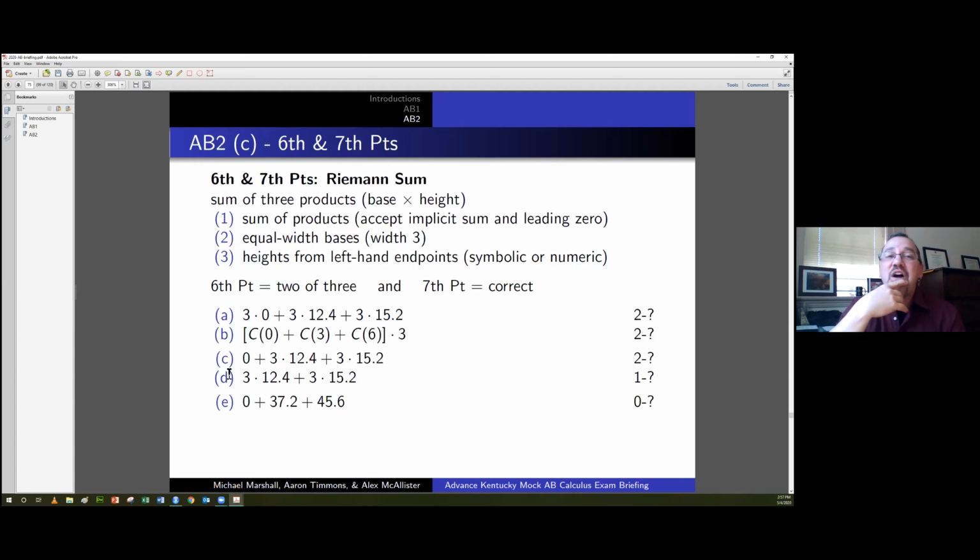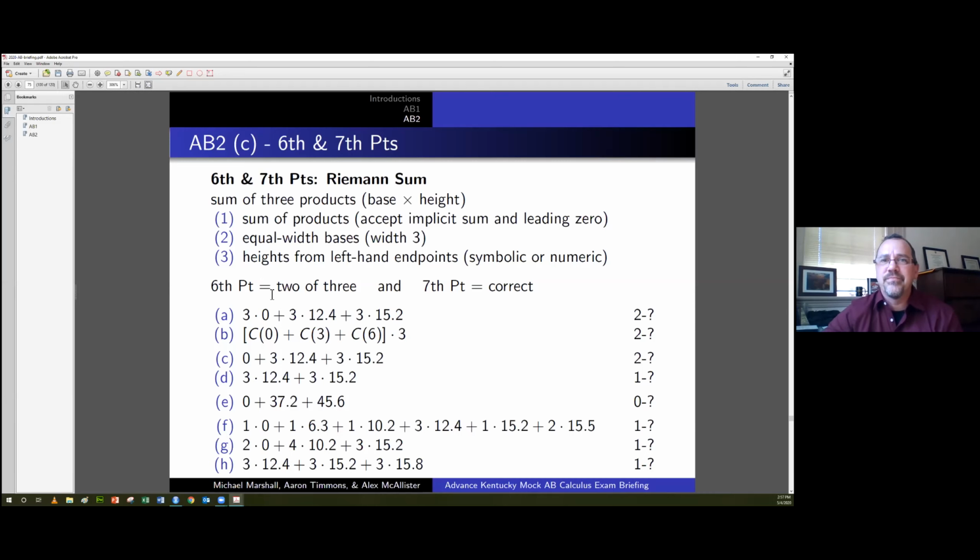Let's see. This has to do with the issue of if they multiplied out: 3 times 12.4 is 37.2. We really are requiring a sum of products. We need to be able to see this information. It's not enough for us to know that 37.2 is 3 times 12.4. They have to communicate where they came up with those numbers from. So that's not sufficient.